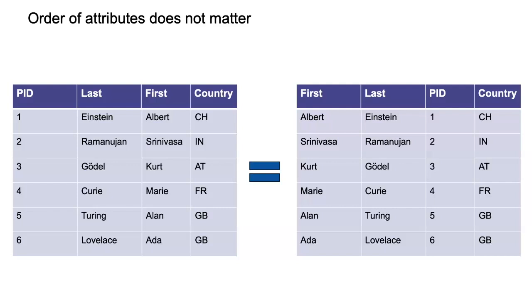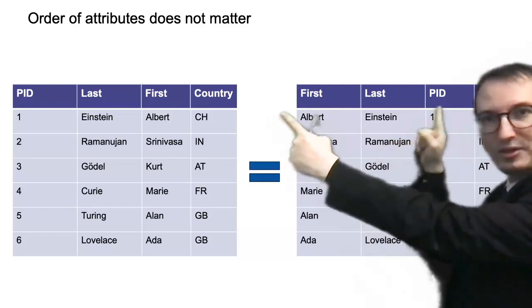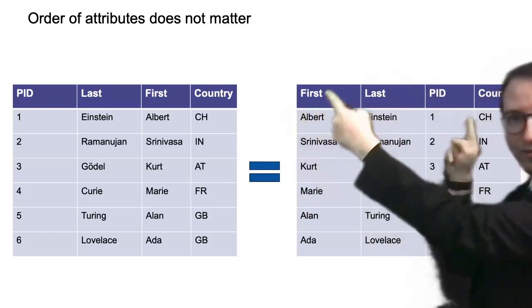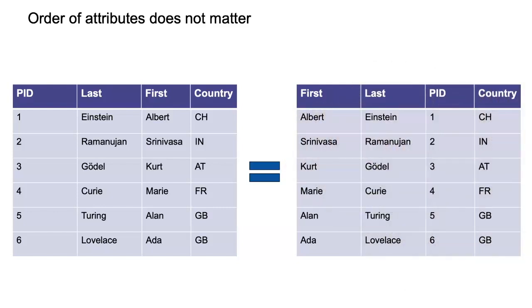We have PID as first country, and here what happens is that we swapped, I think this is what happened, we swapped PID and first, right? But this is the same thing. That doesn't actually change the data that is in there, right? So this is also something that we would like.